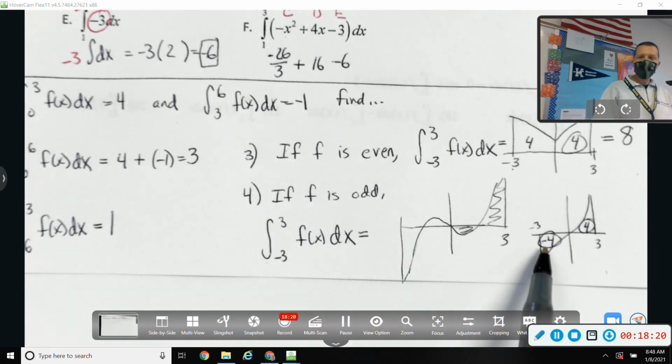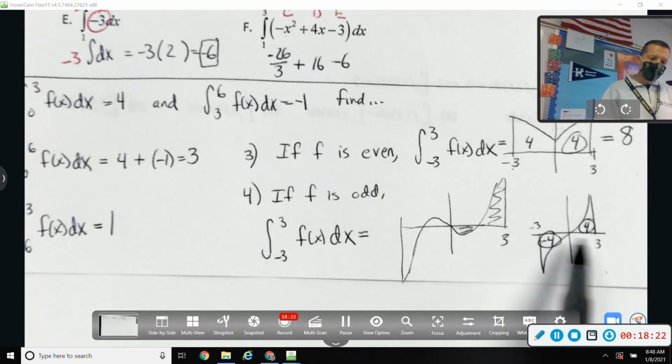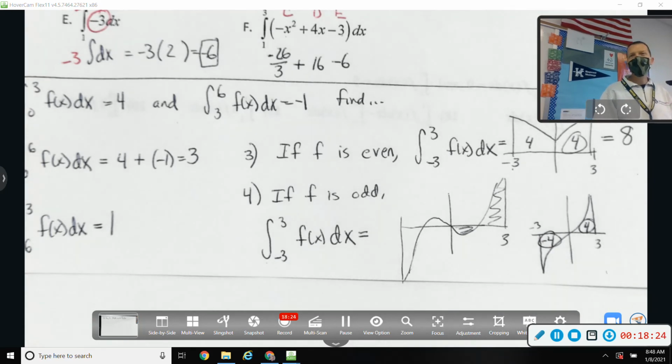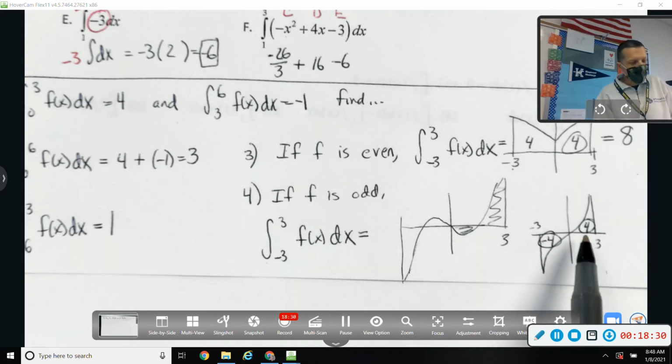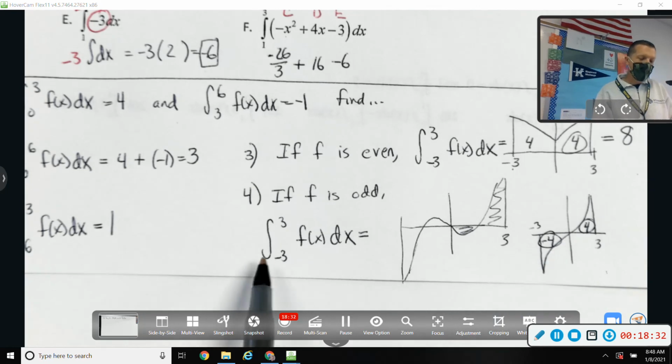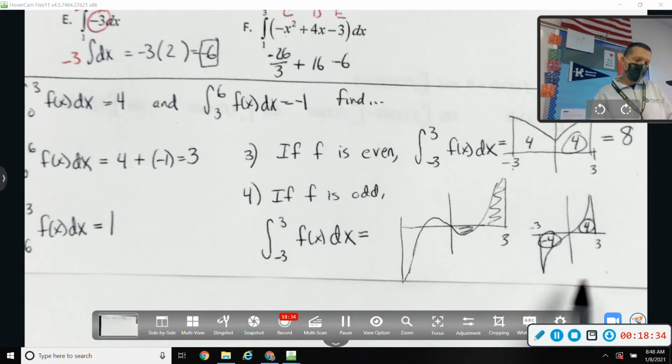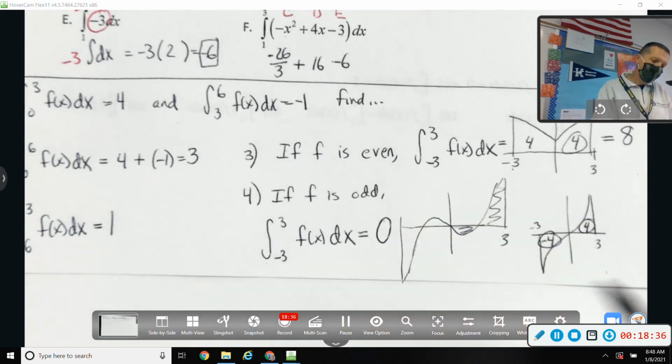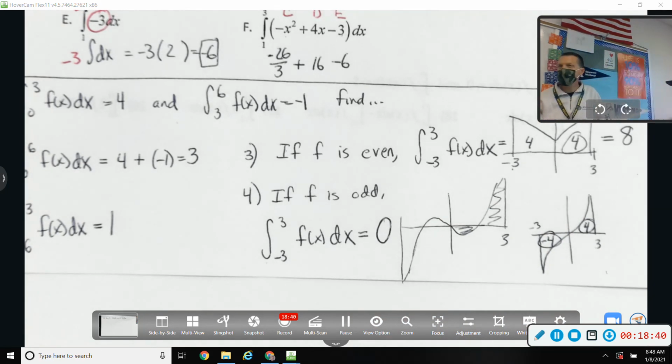So if I add up the area from -3 to 3, what's the total area? Be careful. I guess the total area is 8 if we're talking strictly about area, but the integral is 0 because we count that as a negative area. If it's below the axis, it's a negative area. If we go backwards, it's a negative area.